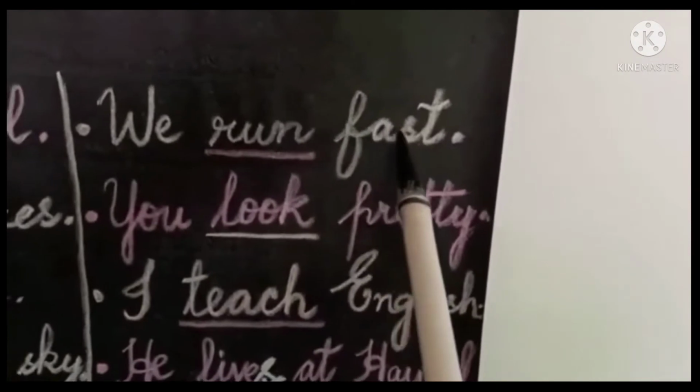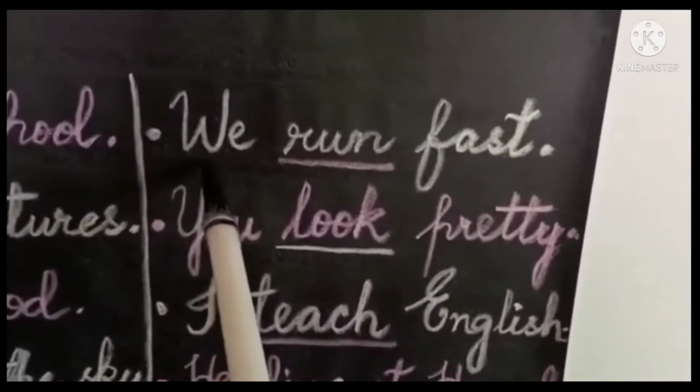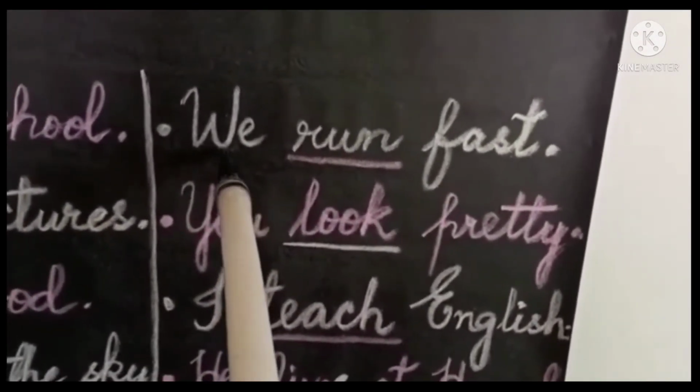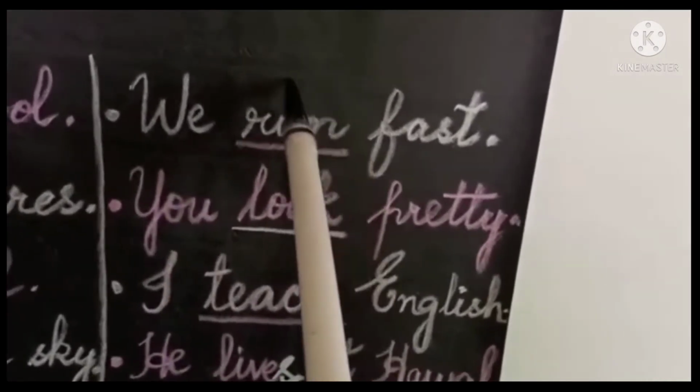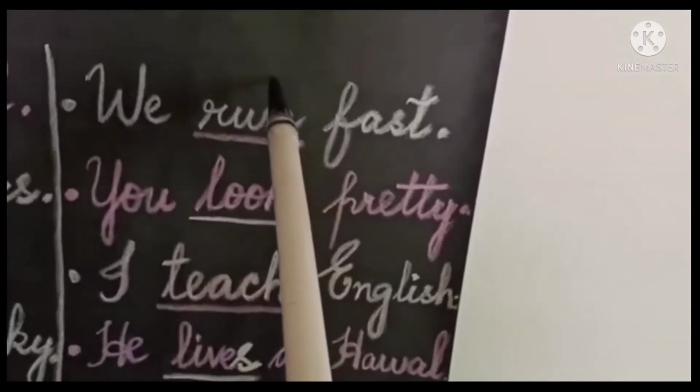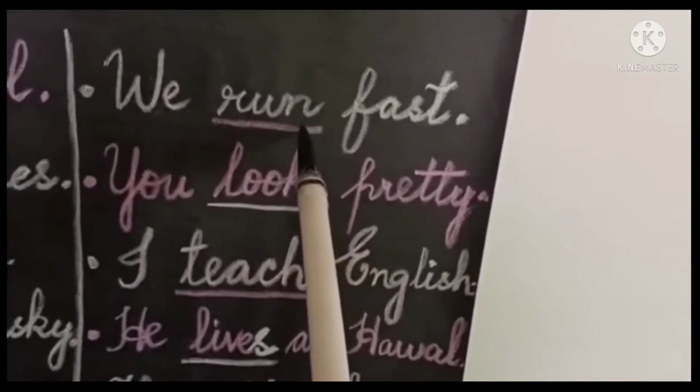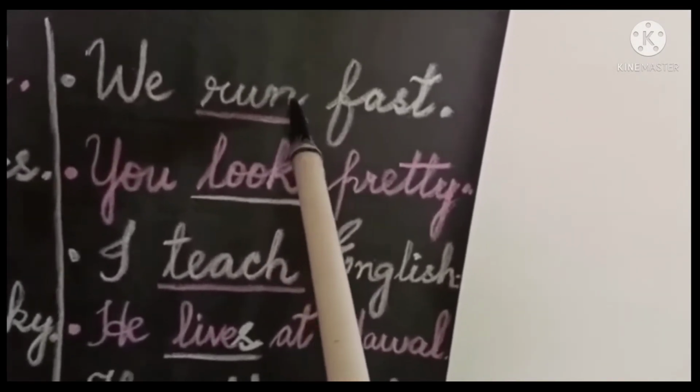We run fast. We stands for so many. So we is which kind of subject? A plural subject. So with plural subject we use the first form of the verb, run, and we don't add any s, es or ies to it.